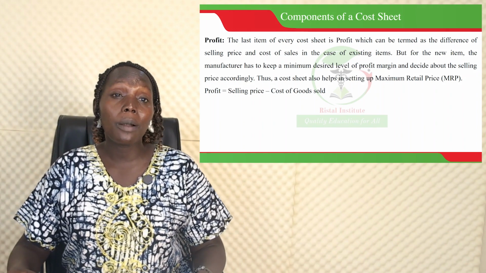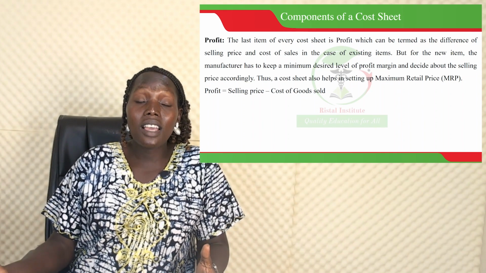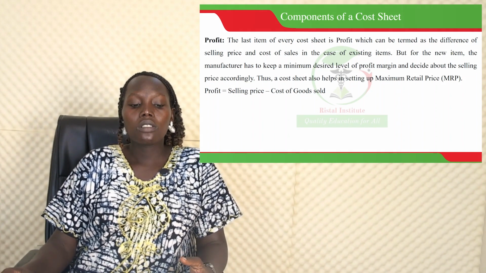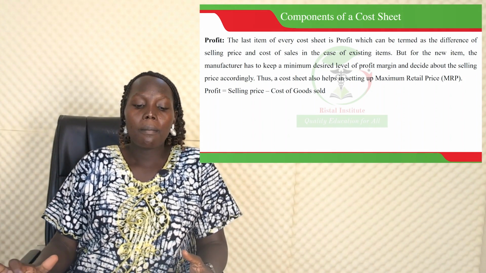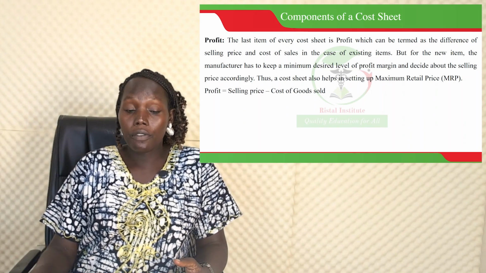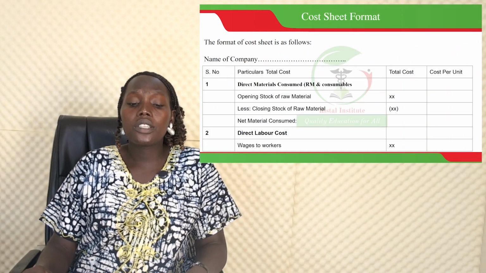So the profit is got by selling price minus cost of goods sold. So you get the selling price minus the cost of goods sold to be able to come up with the profit. So those are the components of a cost sheet.